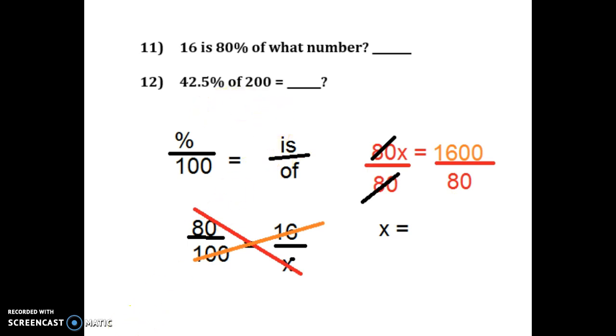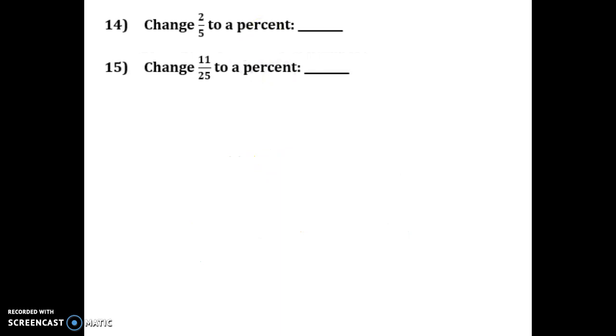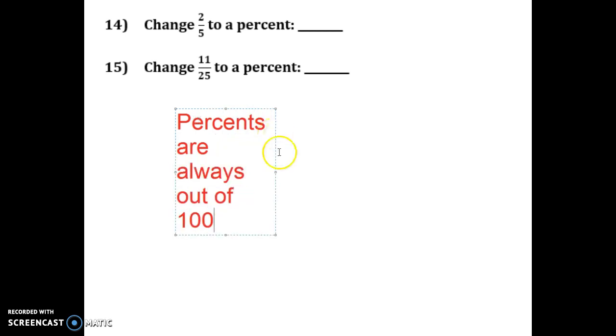Have fun. All right, these are probably the last ones I'm going to help you with on this video. Number 14 and 15, it says change 2/5 to a percent, change 11/25 to a percent. Well, percents are always out of what? Percents are always out of 100, right? Percents are always out of 100.